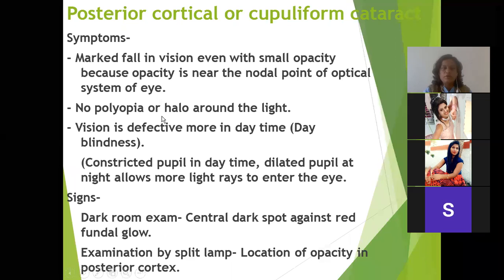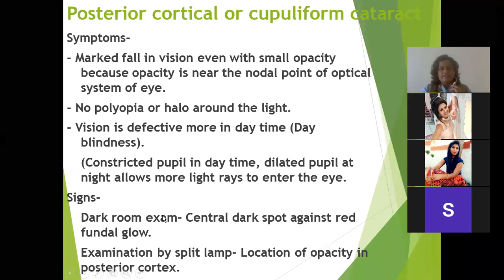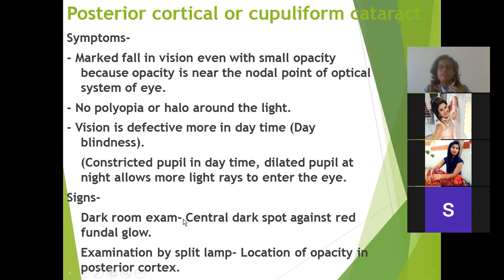There is no polyopia or halo around the light. Vision is defective, and more so in the daytime, that is the day blindness. There is a constricted pupil in the daytime, while a dilated pupil at night allows more light rays to enter the eye. Then in the signs, we see that in the dark room there is a central dark spot against the red fundal glow. On examination by a slit lamp, we see the location of the opacity in the posterior cortex.